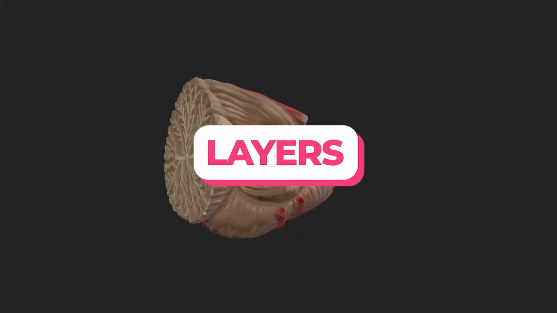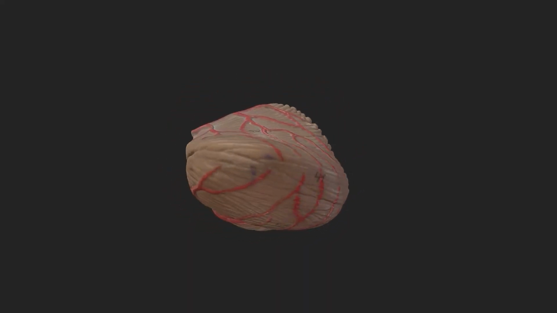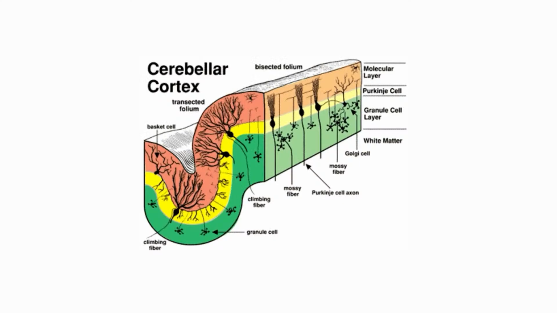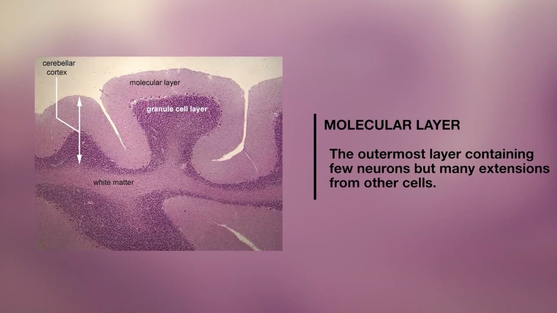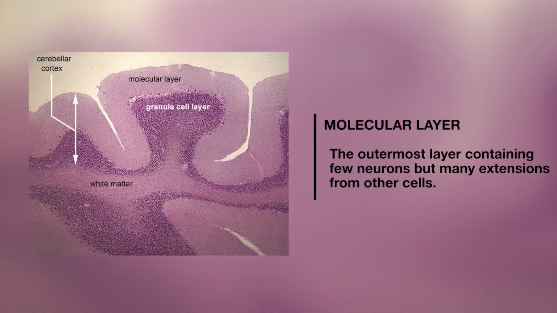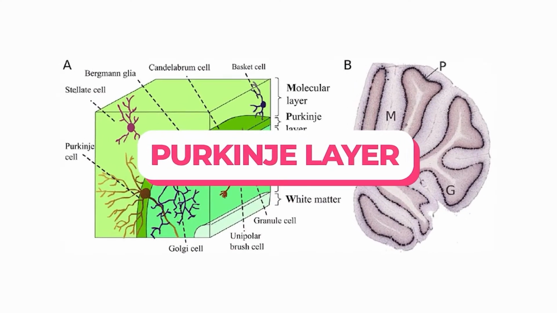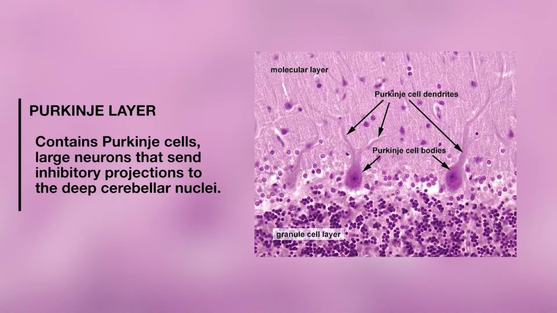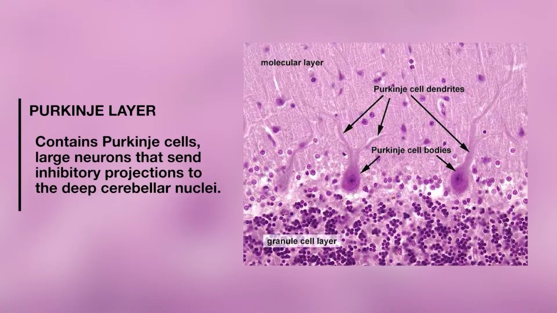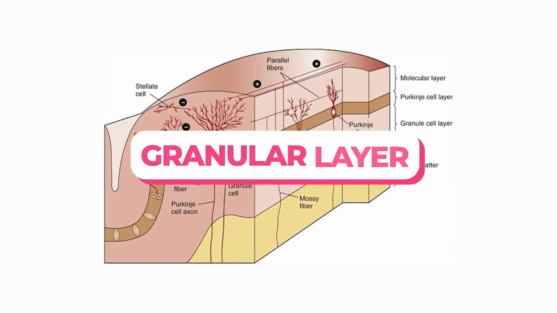Layers. The cerebellar cortex, which is the outer layer of the cerebellum, is made up of three distinct layers. Molecular layer. The outermost layer containing few neurons but many extensions from other cells. Purkinje layer. Contains Purkinje cells, large neurons that send inhibitory projections to the deep cerebellar nuclei. Granular layer.